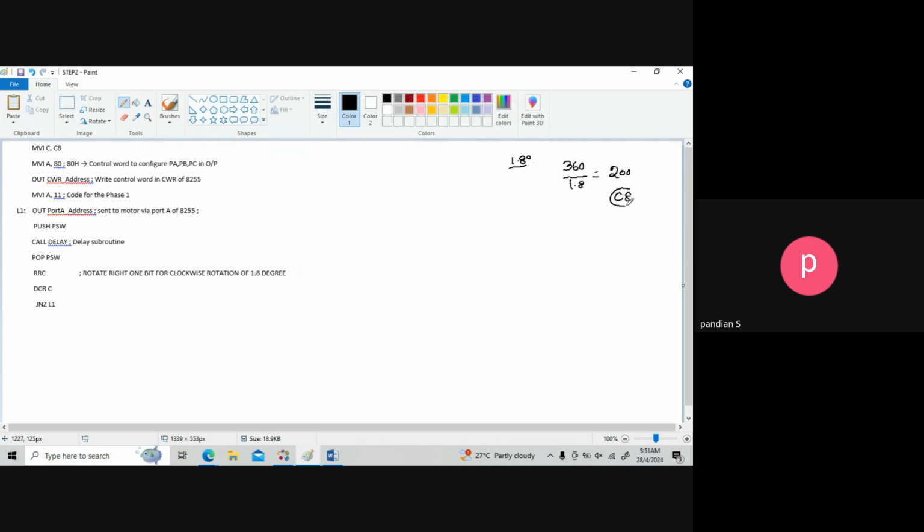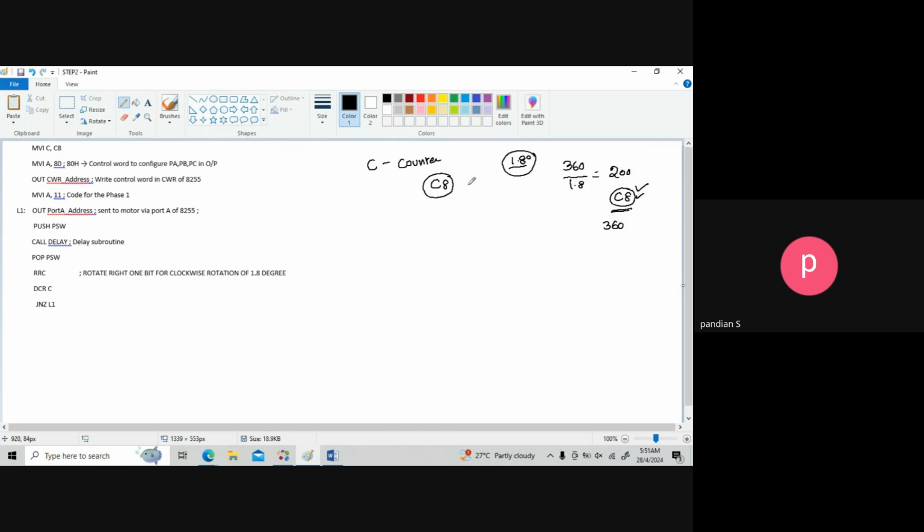So for one full rotation, we have to give C8 times of pulse, then it will rotate around 360 degrees. So here the C register is used as a counter, and we are giving the value C8 for one full rotation.